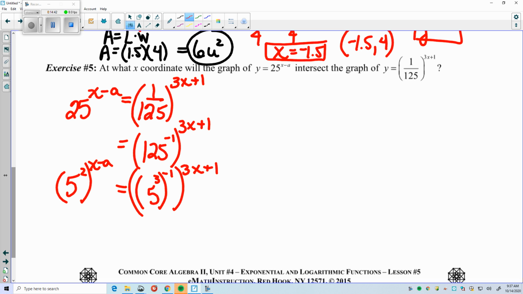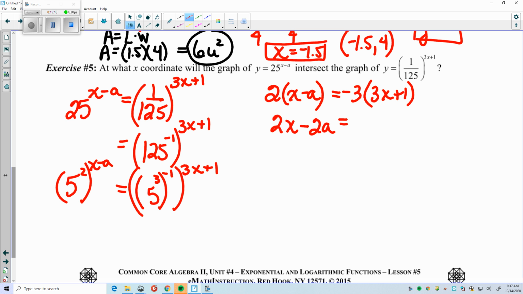Okay, so my bases are equal. They're both 5. So I can set the exponents equal. Keep in mind we have to distribute this: 2 times x minus a. And on this side, again, let's simplify these first ones. 3 times negative 1, I get negative 3, and that has to be multiplied by 3x plus 1. Okay. So 2x minus 2a is equal to negative 9x minus 3.